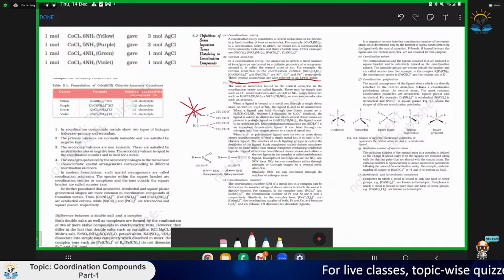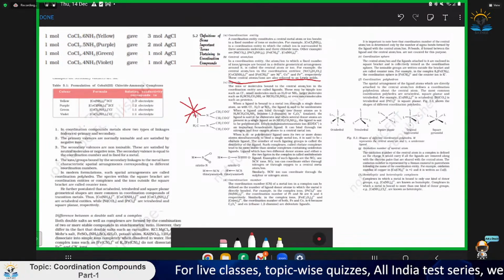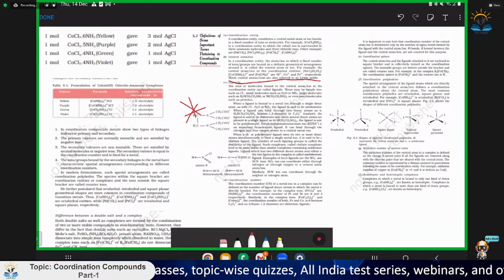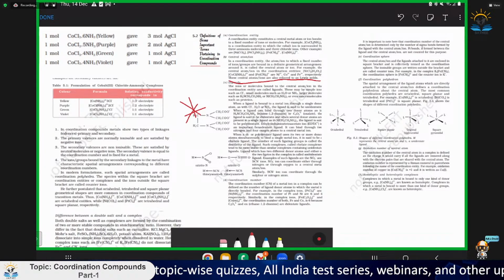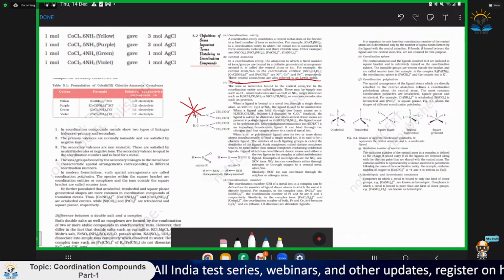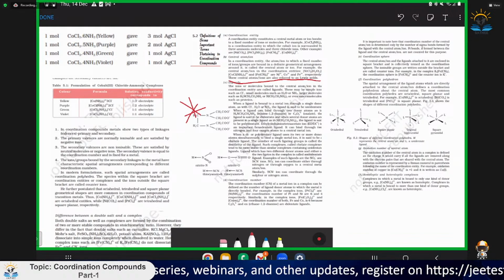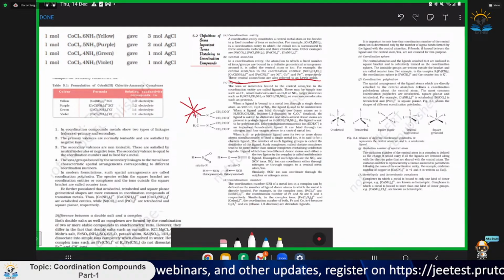Here, nitrito like NO2 can donate the lone pair in two forms. Either the nitrogen lone pair can donate or the oxygen lone pair can donate. So that's nitrito-N, nitrito-O, an ambidentate ligand. There is another one also, the flexidentate ligand. Your SO4 can act as a unidentate ligand or a didentate ligand depending on the requirement of the chelation.